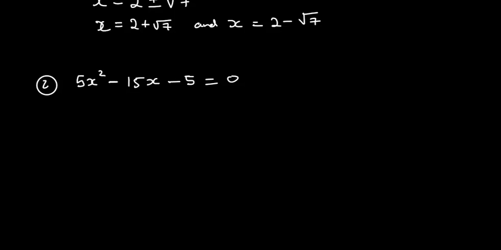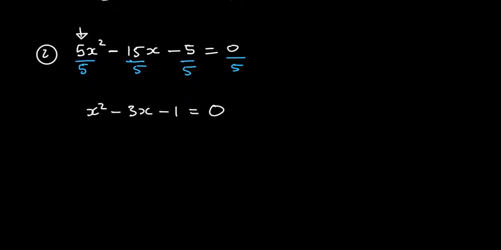Like I told you, first thing, because now we have a coefficient of x squared that is more than 1 here, we divide first. So first thing is divide by the coefficient. So divide, divide, and divide. So the answer is going to be x squared minus 3x and then minus 1 equals 0. Then you can now complete the square.